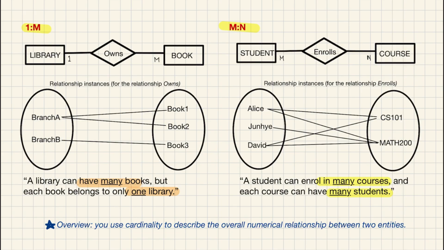As an overview, you use cardinality to describe the overall numerical relationship between two entities. So keep in mind, when we talk about cardinality, we're talking about the numerical relationship.